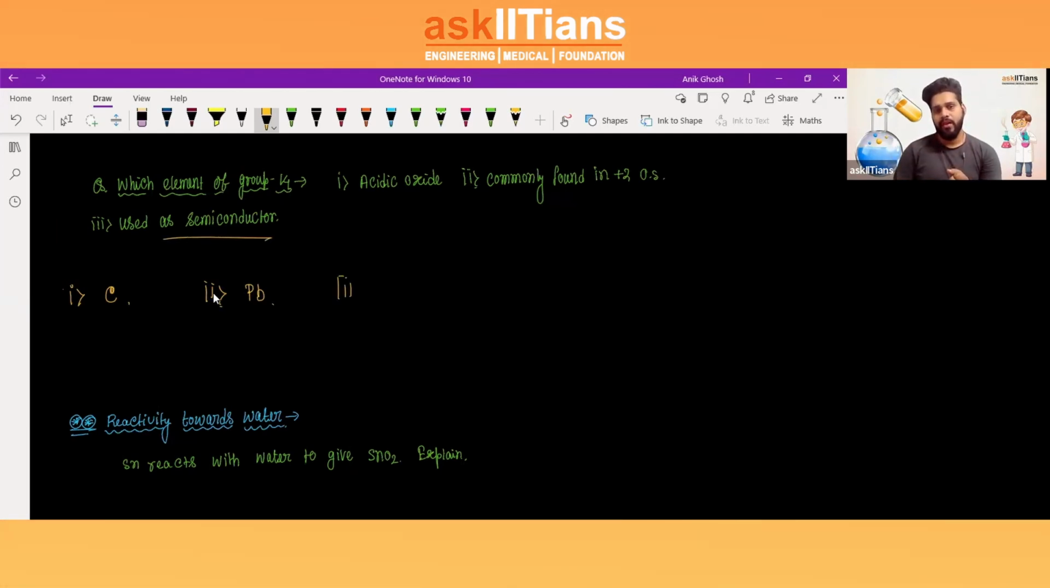Semiconductor: germanium, silicon. These are semiconductors, right?